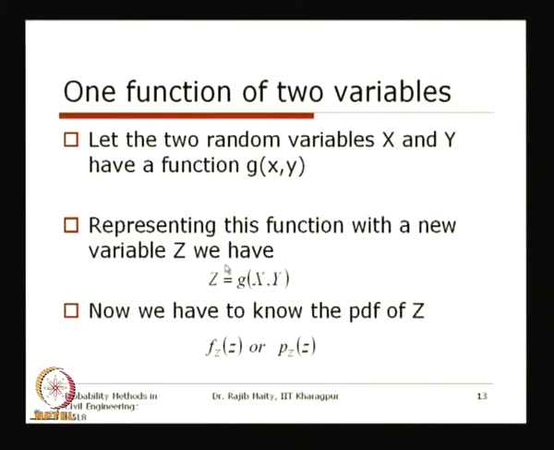Now we are interested in the properties of this z. If we know the PDF, that is f_Z(z), or if it is discrete, then p_Z(z), the PMF, that is what we have to find. What we know is their joint distribution, that is f_XY, the joint PDF or joint PMF, and we are interested in finding f_Z(z) or p_Z(z).